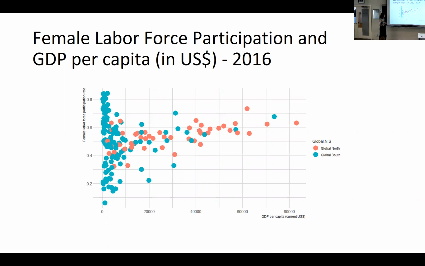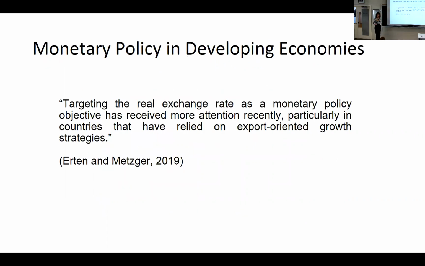point. Okay, so speaking of monetary policy in developing economies, I think it's almost impossible to talk about monetary policy in developing economies without including the exchange rate, for reasons Patrícia already said, and I'm going to explore a little bit more. So we just got this quote from this work. This is one of the few works that look at developing economies, exchange rates and gender. So targeting the real exchange rate as a monetary policy objective has received more attention recently, particularly in countries that have relied on export-oriented growth strategies. So that is why we decided also to focus on the exchange rate in this chapter.